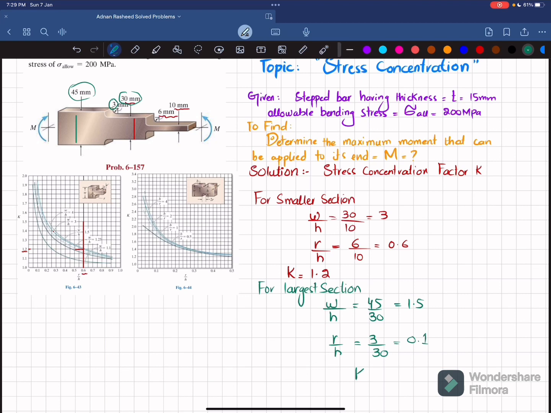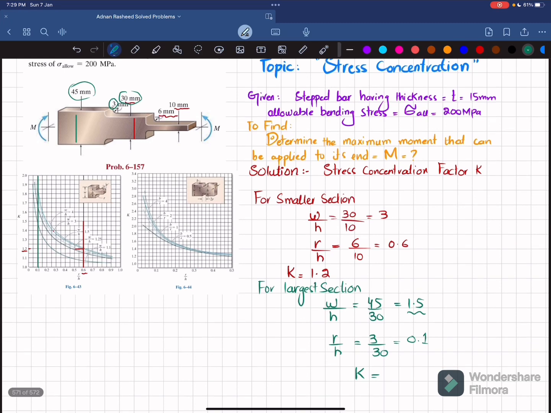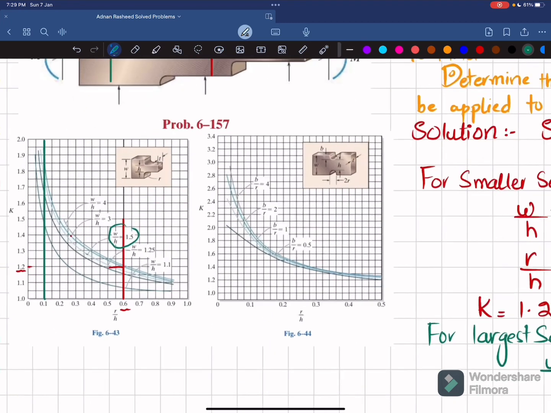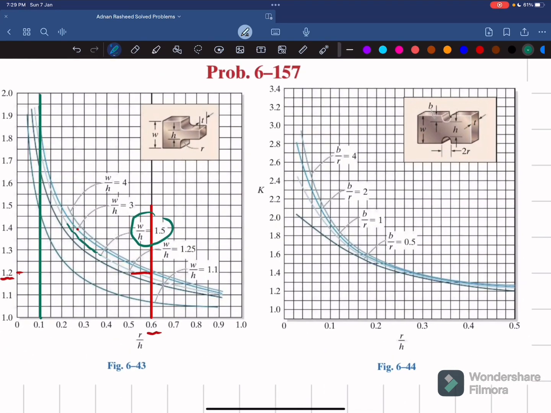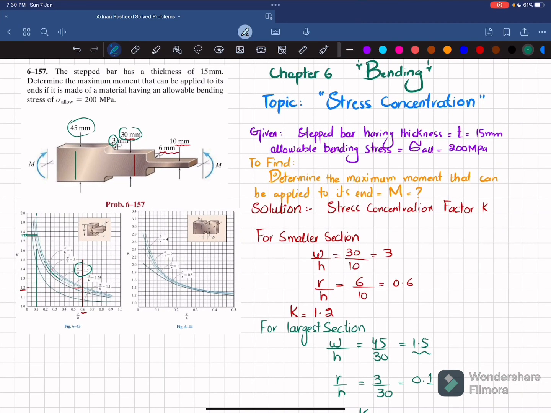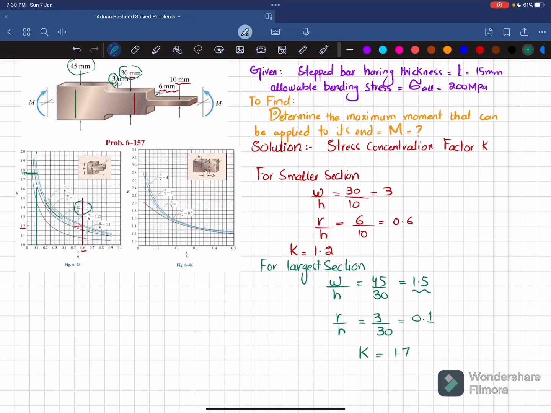Now we will find this K value by using this table. So you can see this is 0.1. If I draw a vertical line over here, this is 0.1 and 1.5. You can see this is W by H of 1.5, this graph. If I proceed, this will be the point. And if I remove this line, you can see this graph will meet it at this point. So this will be your K, and that is 1.77. So I will write the K value for this larger section, and that is 1.77.